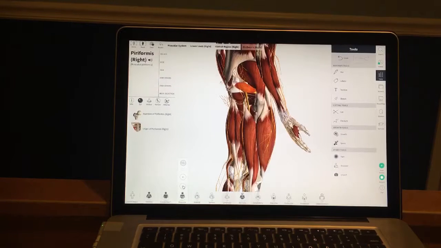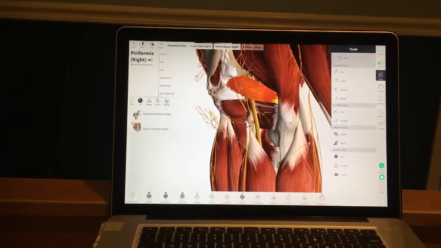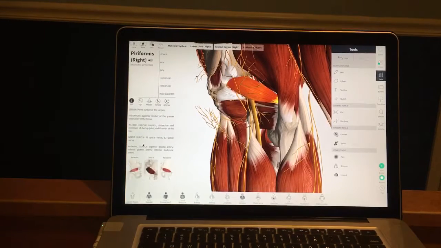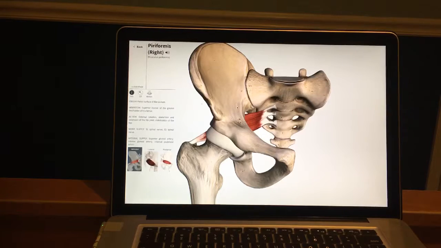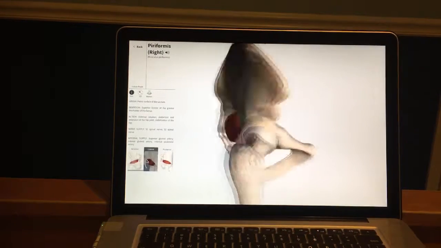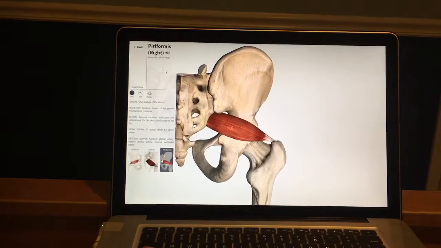Well, if we take away the glute max and we look in a little deeper, we've got your piriformis. And your piriformis connects at the greater trochanter and inside your sacrum. There's a lateral view and a posterior view.